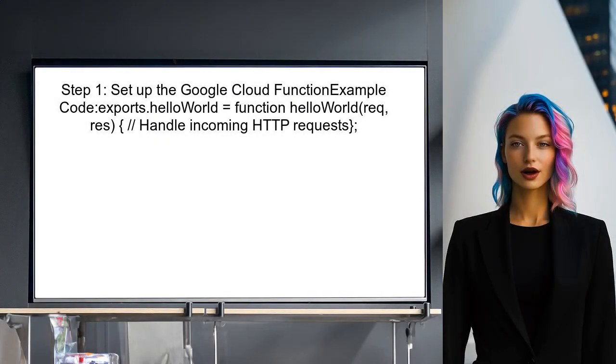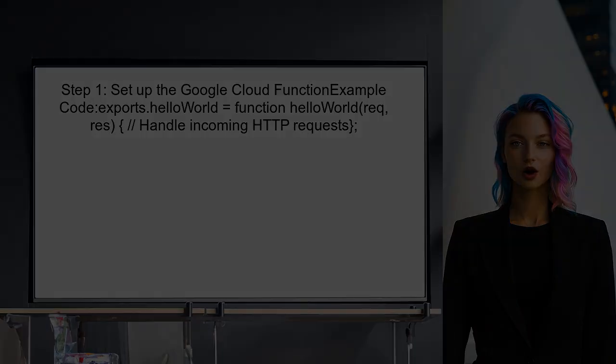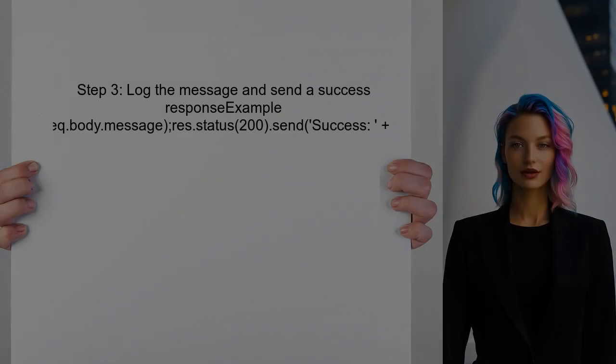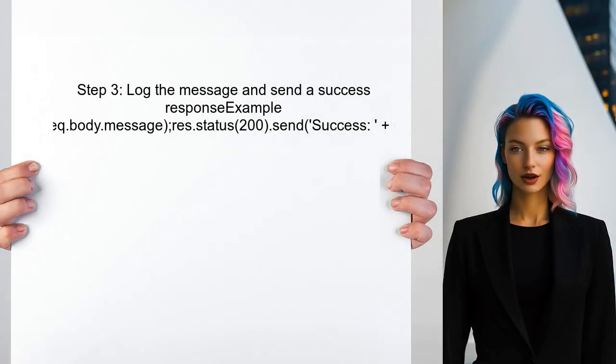To begin, the user needs to set up their Google Cloud function to handle incoming HTTP requests. This is done by defining a function that takes in request and response parameters. Next, the user should check if the required data is present in the request body. In this case, we are looking for a message property. If it's missing, we will send a 400 error response. Now, if the message is present, the user can log it and send a success response. This is where we will also prepare to send the HTTP request to the other endpoint.